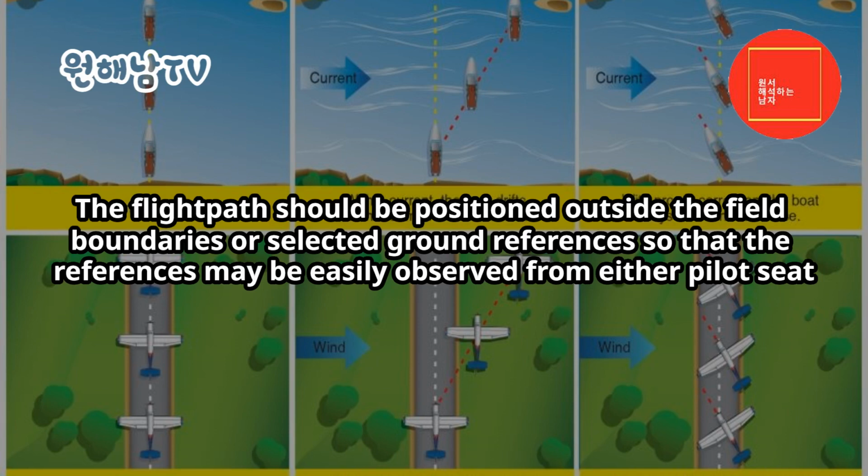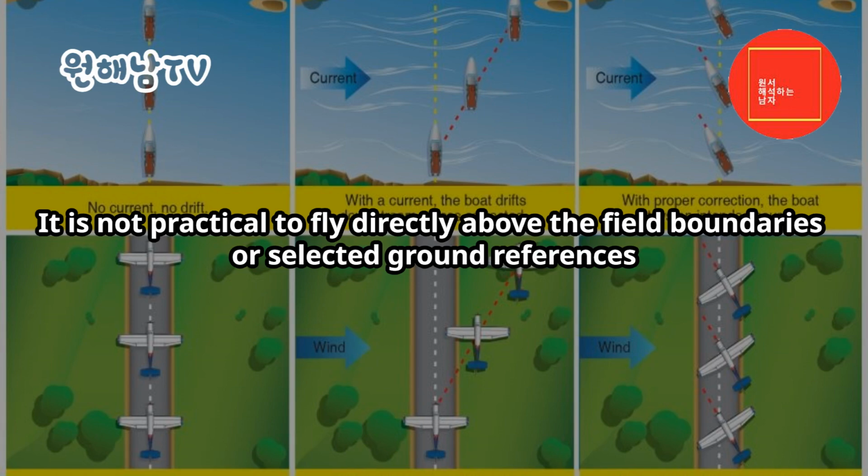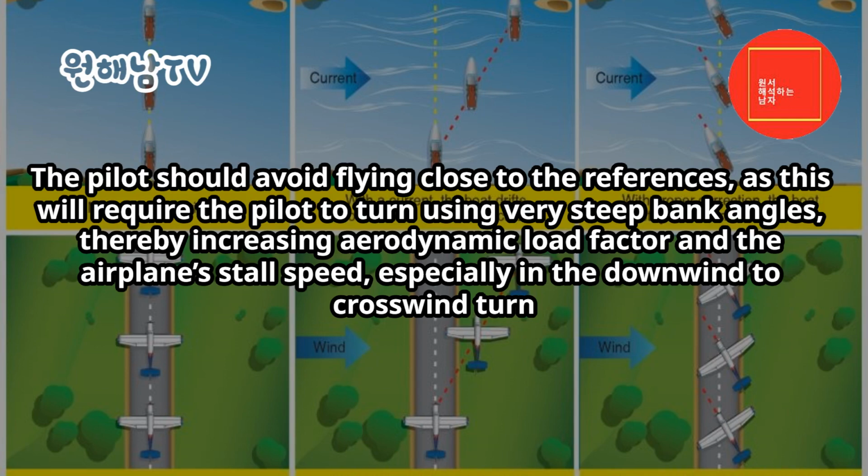The flight path should be positioned outside the field boundaries or selected ground references so that the references may be easily observed from either pilot seat. It is not practical to fly directly above the field boundaries or selected ground references. The pilot should avoid flying close to the references, as this will require the pilot to turn using very steep bank angles, thereby increasing aerodynamic load factor and the airplane's stall speed, especially in the downwind to crosswind turn.